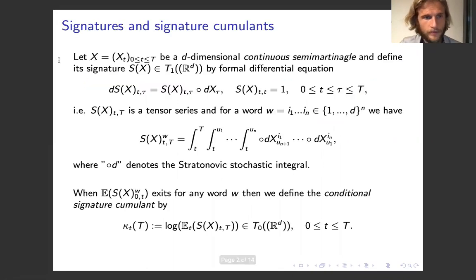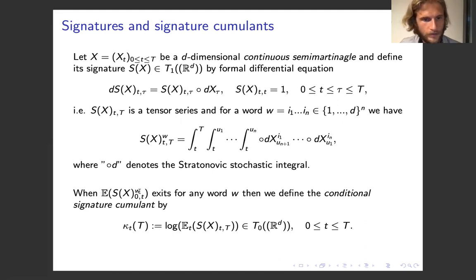So let me begin by reviewing the signature. For a d-dimensional continuous semimartingale, the signature S of x is a tensor series starting with 1, and it's defined by this differential equation. If I integrate the signature against the semimartingale, I obtain the signature again. And if I take a word that is a multi-index of some length n, and I hit the signature with that word, that means I look at the specific component of the tensor series, then I obtain this iterated integral of the components of the semimartingale with respect to one another in this order.